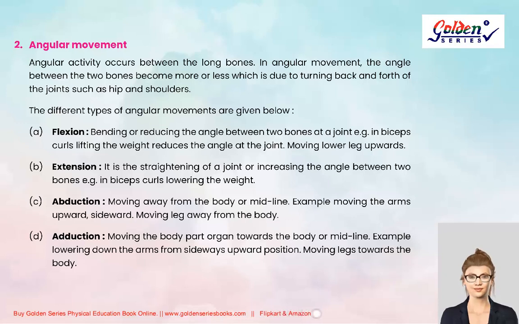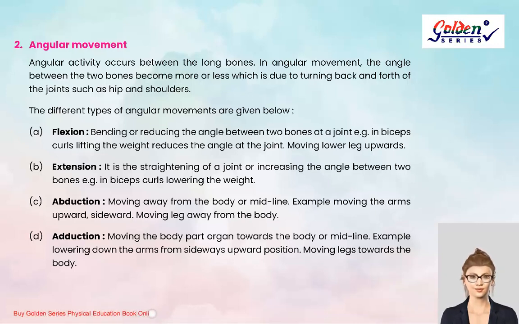A. Flexion. Bending or reducing the angle between two bones at a joint, e.g. in biceps curls, lifting the weight reduces the angle at the joint. Moving lower leg upwards. B. Extension. It is the straightening of a joint or increasing the angle between two bones, e.g. in biceps curls, lowering the weight.